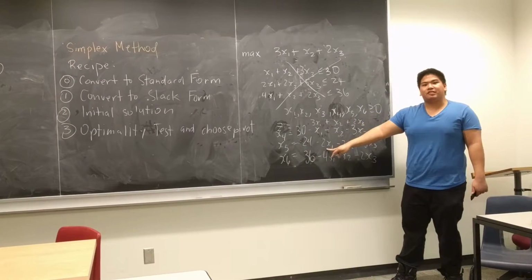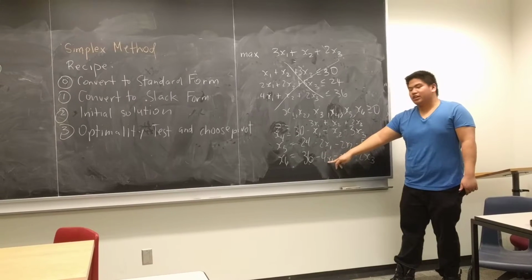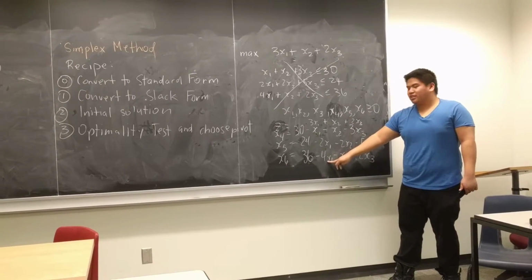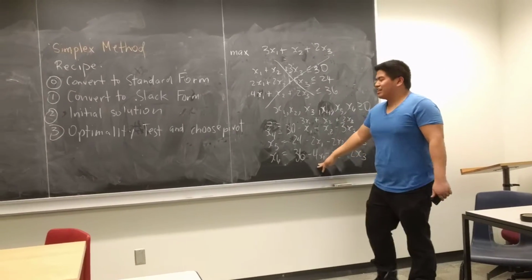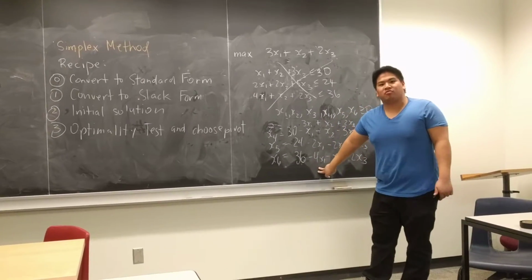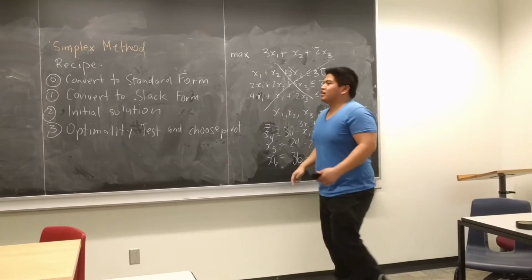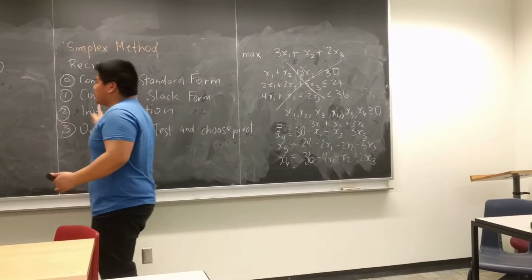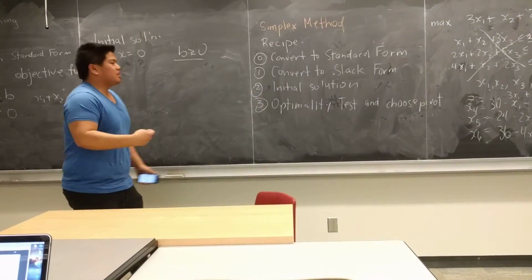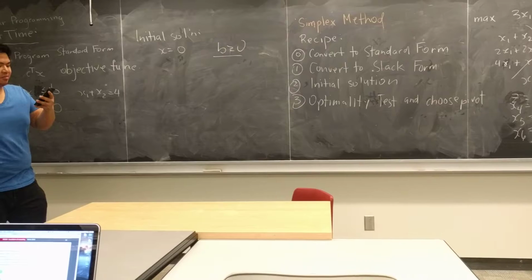Same thing here. How much can I increase x1 by? 12. And here? 9. So what's the most we can increase x1 by? 9, exactly. So that's what this step is. We're going to find the first positive coefficient, and keep increasing it based on the slack variables, right?